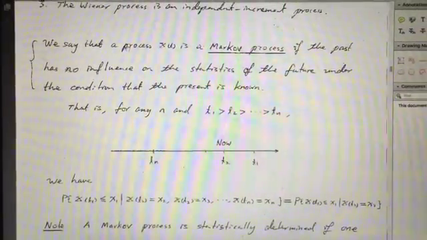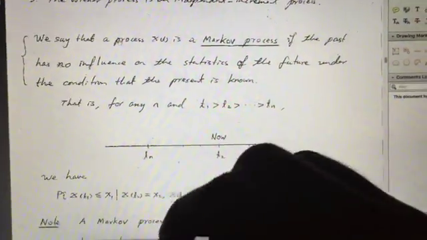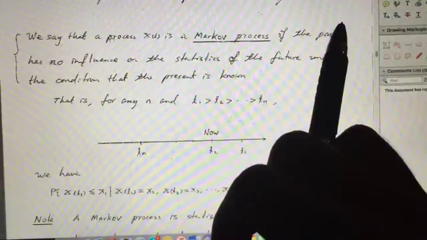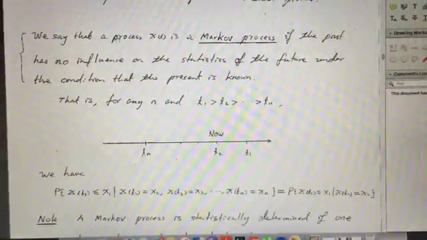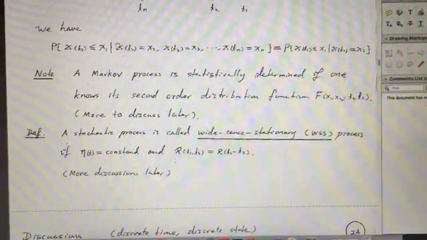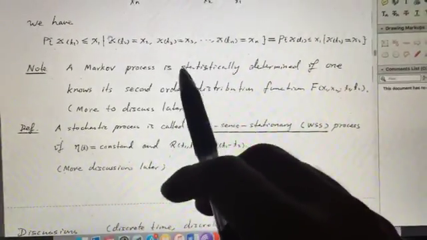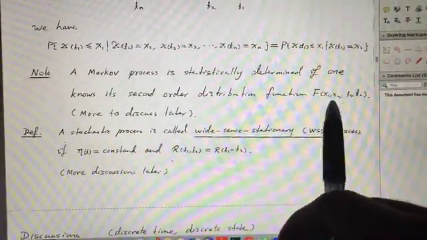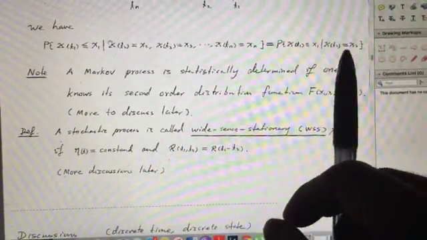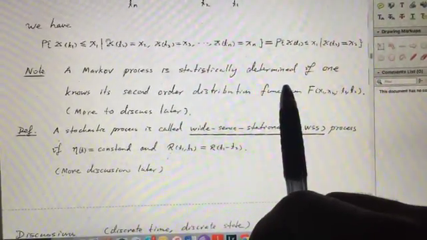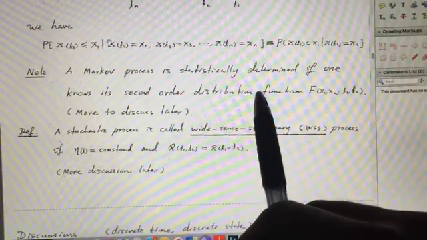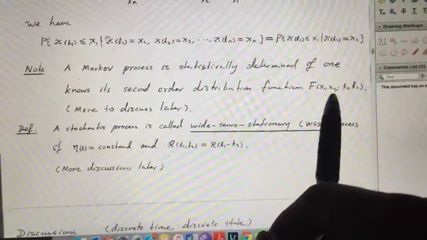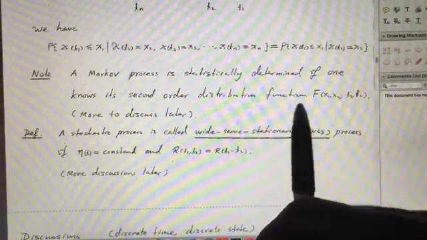So it's basically saying that if the present is known, then the past, that is the previous outputs, will have no effect on the outputs that are yet to come. We also get to know that a Markov process is determined if we know the second order distribution, that is, if we have x1, x2, t1, t2 in the first order statistical distribution functions, where f(x1, t1) is first order and second order is f(x1, x2, t1, t2).